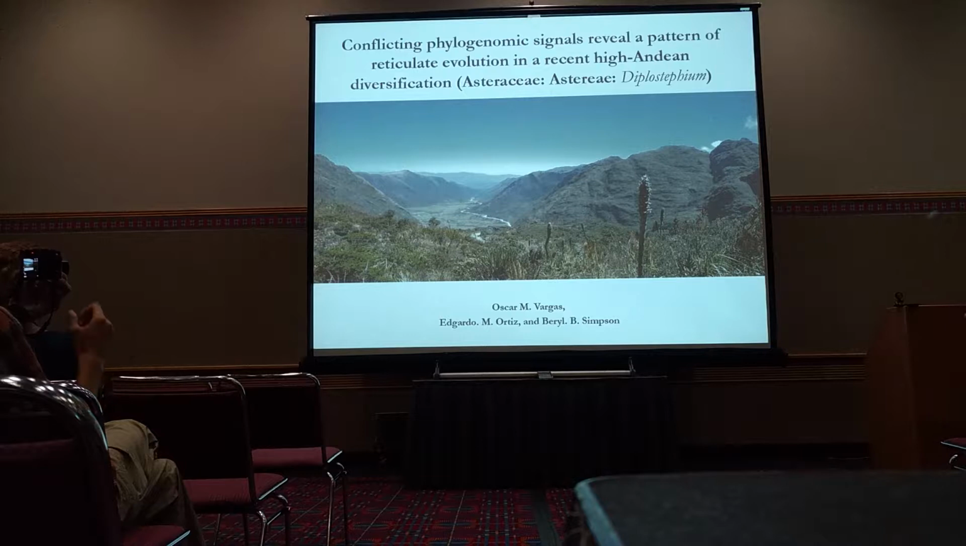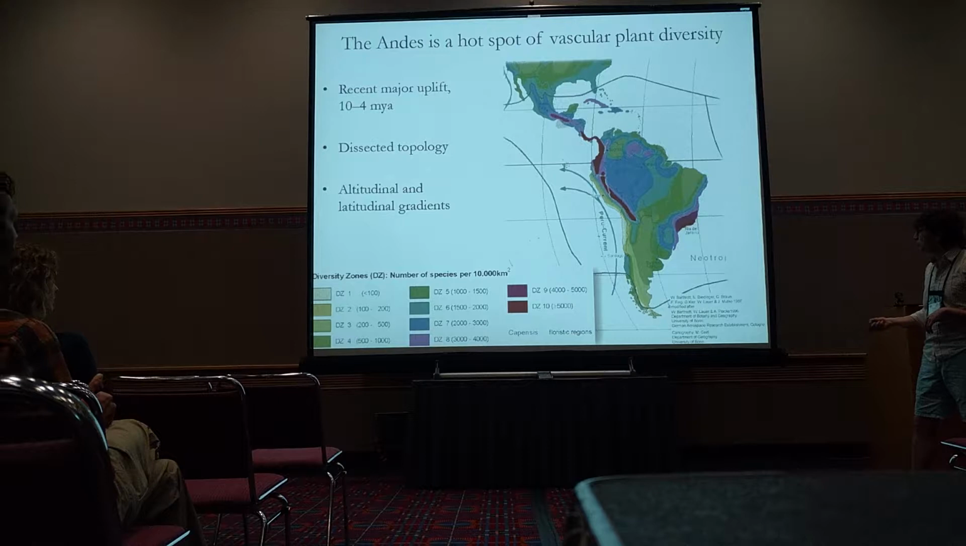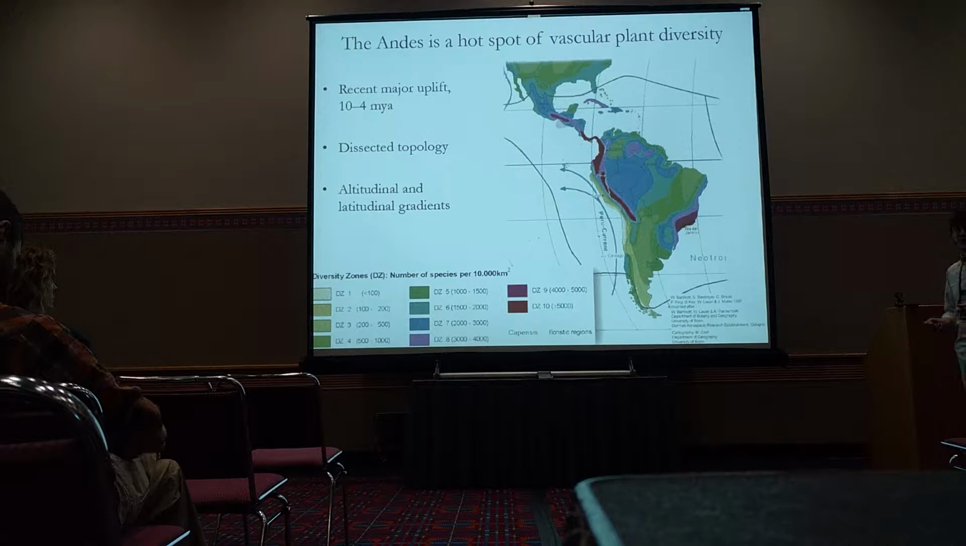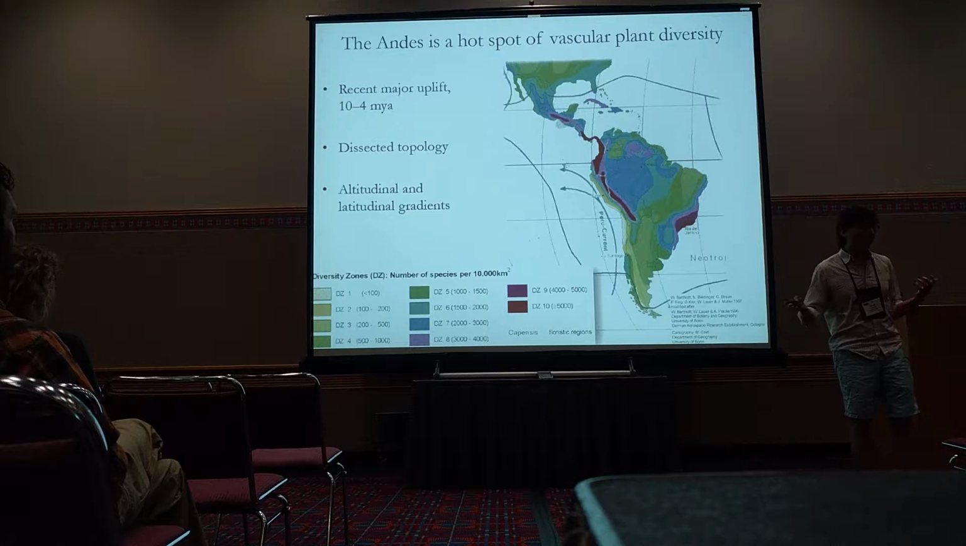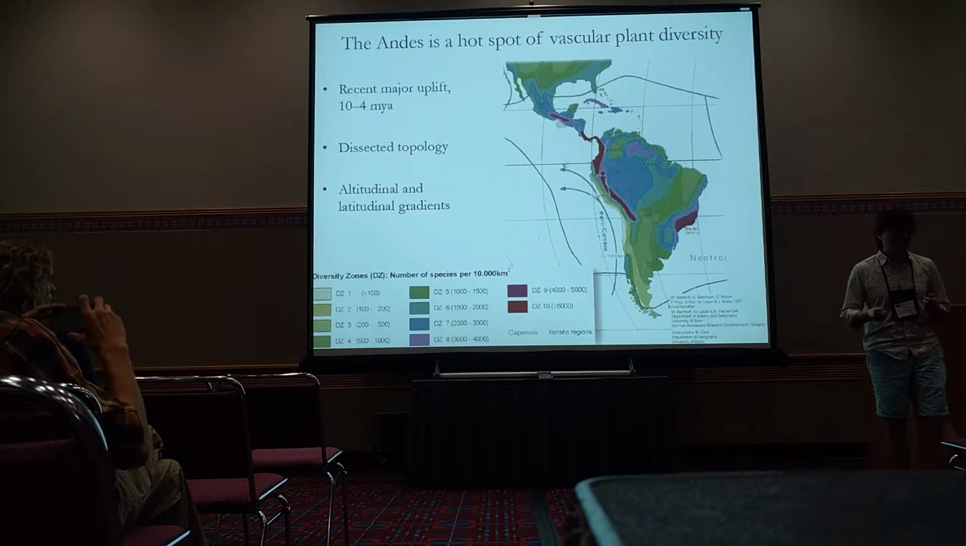I am really interested in understanding the evolution of plants in the tropics, specifically in places with high biodiversity. We can see here that the Andes of South America have a lot of vascular plants. Warmer colors represent a higher number of species. Some abiotic factors have been proposed to contribute to this: recent major uplift that produces new landscape for colonization, dissected topology that promotes isolation between different lineages, and then altitudinal and latitudinal gradients.